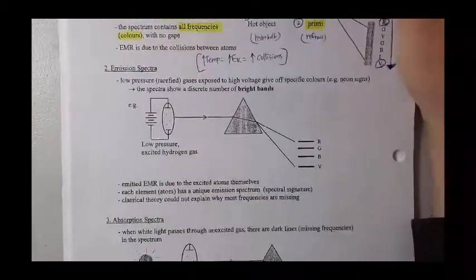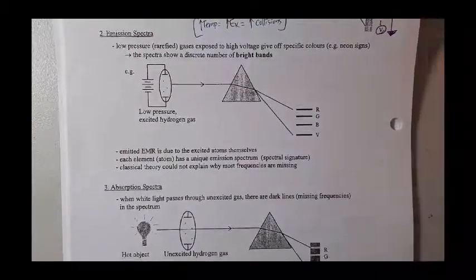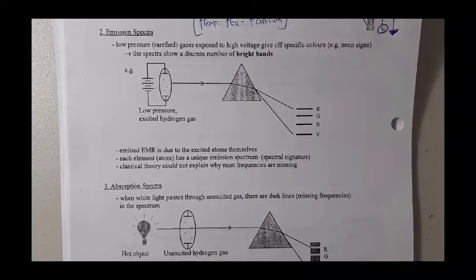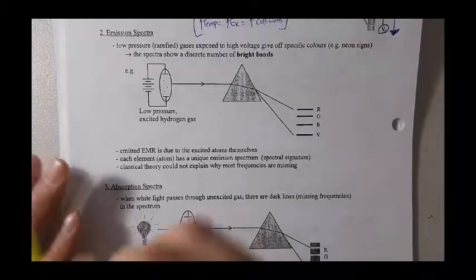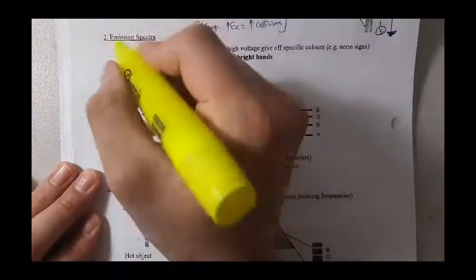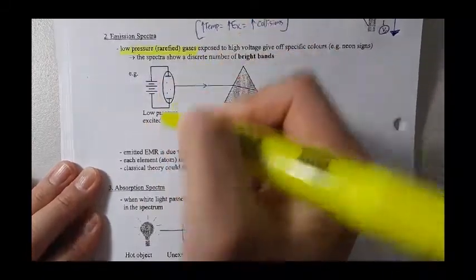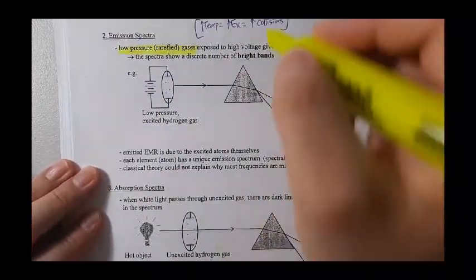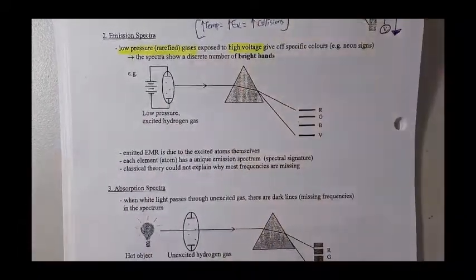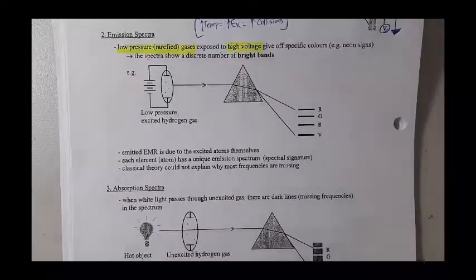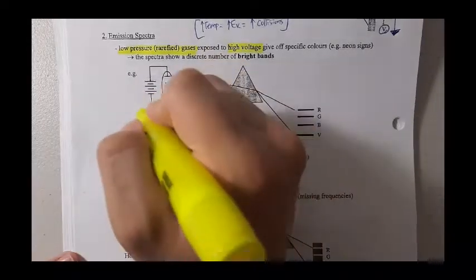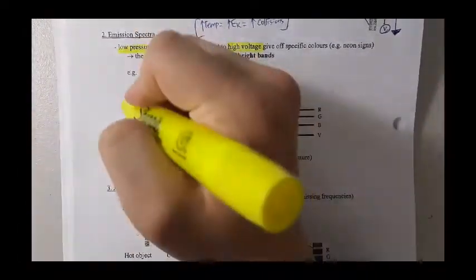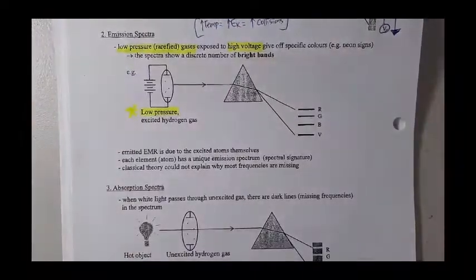Now, emission spectrum. Let's think about it. Emission spectra talk about low pressure gases exposed to high voltage. So, a few things that you need to understand. The condition: low pressure gas, but exposed to high voltage. If that happens, you're going to experience some kind of excitement. And low pressure is actually one of the most important parts.